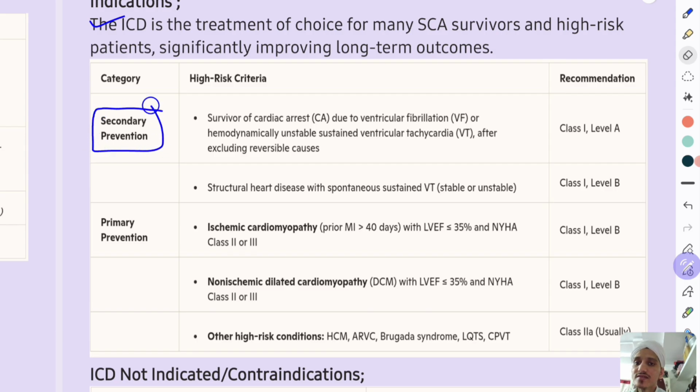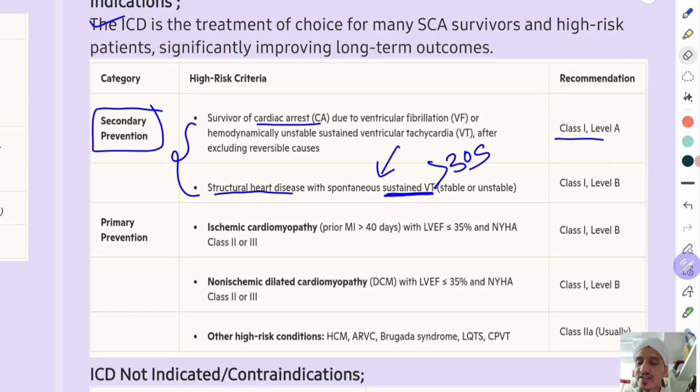Secondary prevention: survivor of cardiac arrest due to VF or hemodynamically unstable VT after excluding the reversible causes, class 1 level A recommendation, or patient with structural heart disease with spontaneous sustained VT. Sustained means more than 30 seconds. In these two types of patients, one who had sustained VT, maybe stable or unstable, more than 30 seconds, they should also have this ICD.